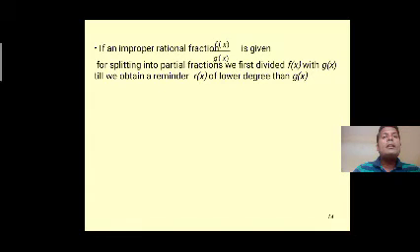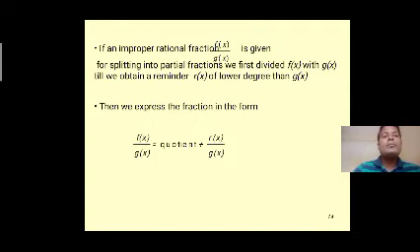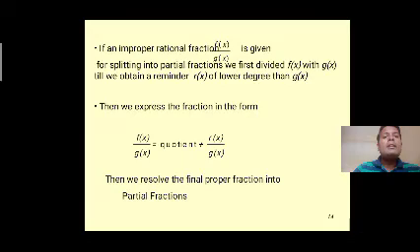If an improper rational fraction f(x) by g(x) is given, for splitting into partial fractions, first divide f(x) by g(x) till we obtain a remainder r(x) of lower degree than g(x). Here you observe the improper fraction is there. We have to divide it by g(x) to convert it into partial fractions. Then we express the fraction in the form f(x) by g(x) is equal to quotient plus r(x) by g(x). Then we resolve the final proper fraction into partial fractions.